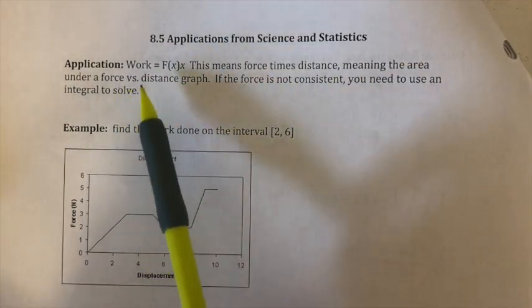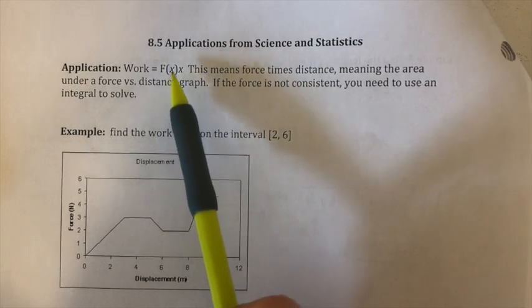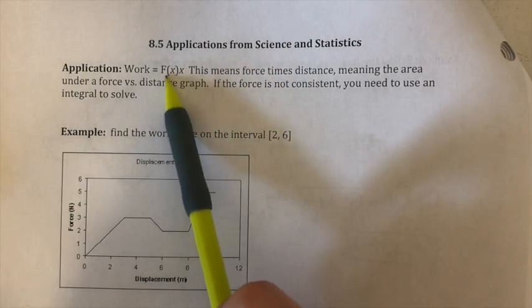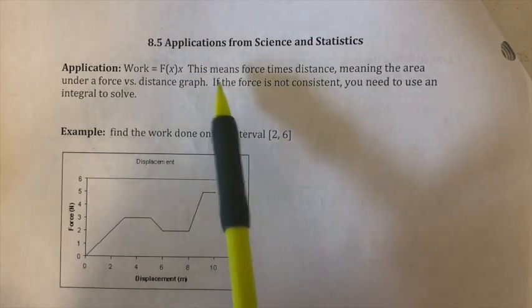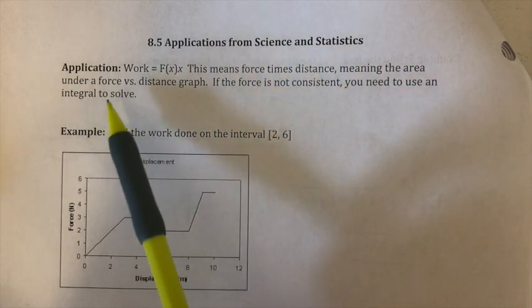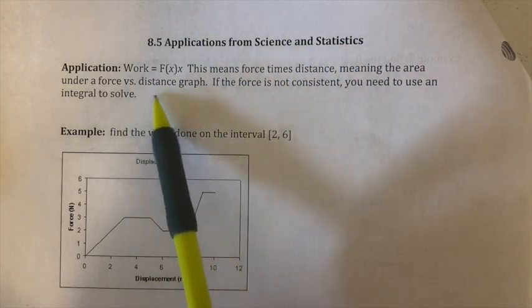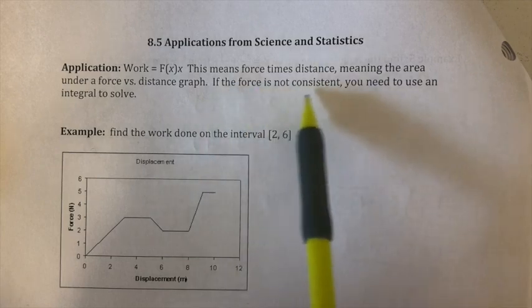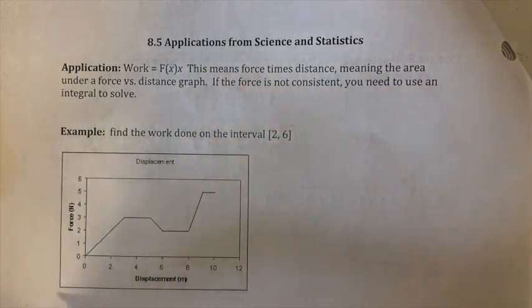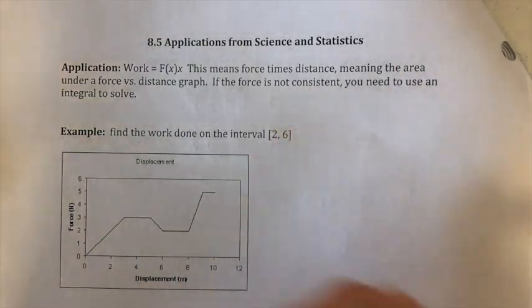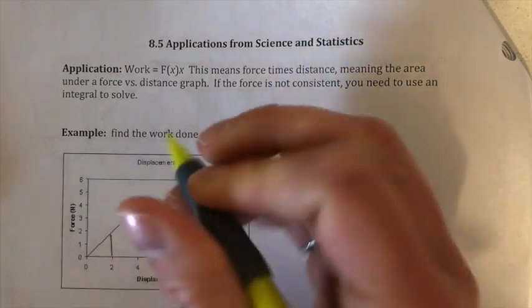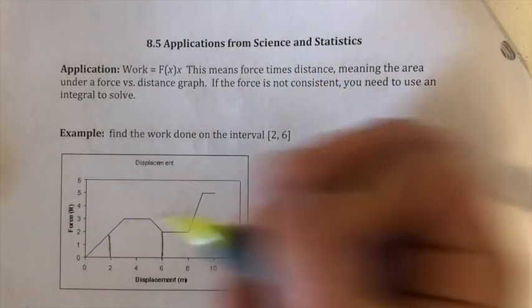So one application that we can do is work. Okay, so work is force, the force at x, times x, which is distance. This means force times distance, meaning the area under a force versus distance graph is going to be your work. So if it's not consistent, you need to use an integral to solve. Or if it's something like this, we can do area. Okay, so find the work done on the interval 2, 6. So that's from here to here.